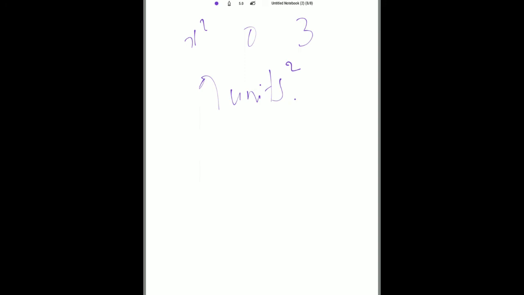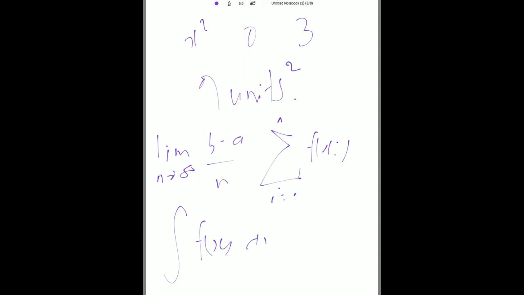Instead of doing that long process of finding the limit of (b minus a) over n times the sum from i equals 1 to n of f of xi as n approaches infinity, what we do is just integrate f of x with respect to x from a to b to find the area underneath the curve between a and b. How exactly we carry out this much shorter process of integration, we will see in the next video.